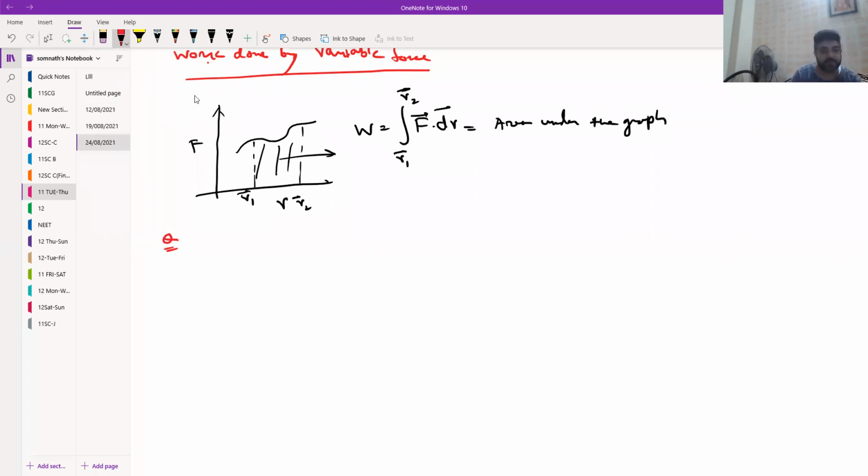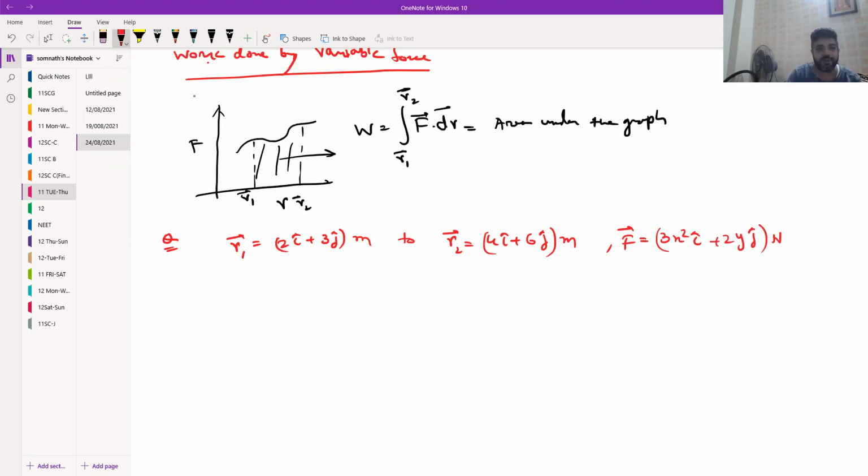An object is displaced from a position R1, that is 2i plus 3j meter, to R2, that is 4i plus 6j meter, under a force F, which is 3x square i plus 2y j Newton. Find the work done by the force.